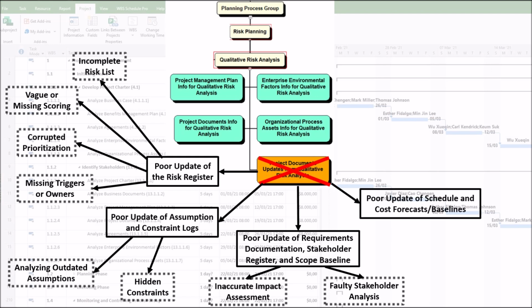4. Poor update of schedule and cost forecasts baselines. Probability and impact are always judged against the current project plan. First, misjudged probability. If the schedule is already slipping but not documented, the probability of a risk causing further delay is underestimated. The team thinks they have buffer when they don't.